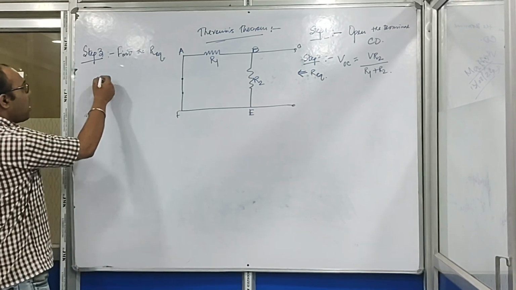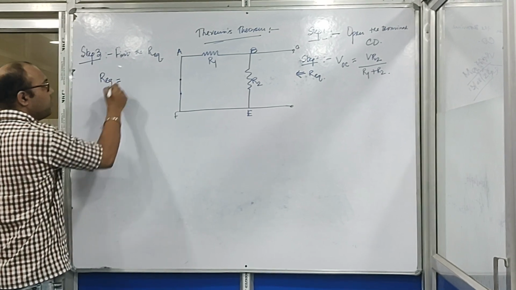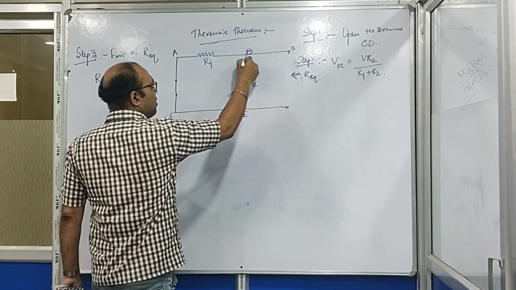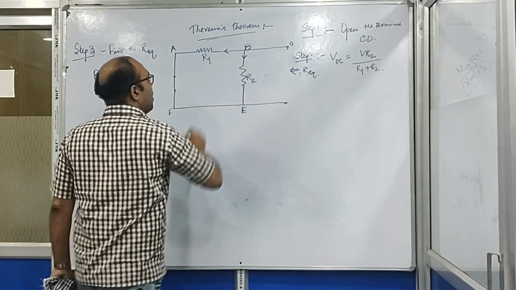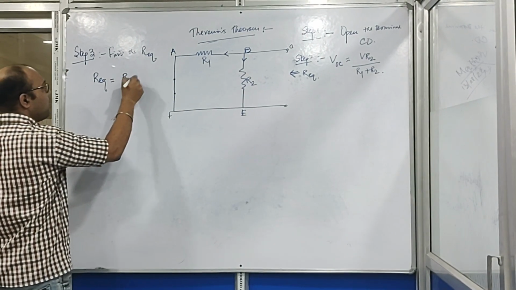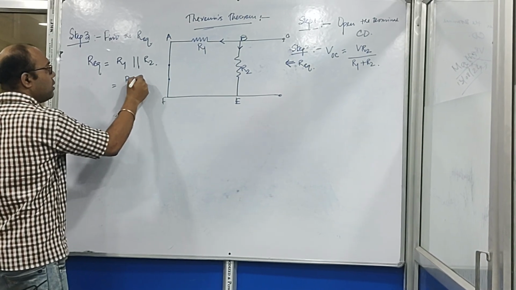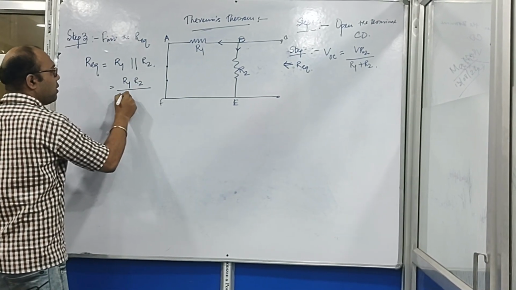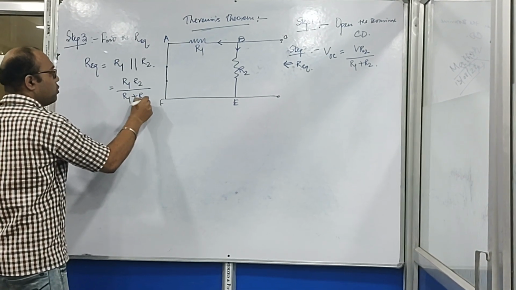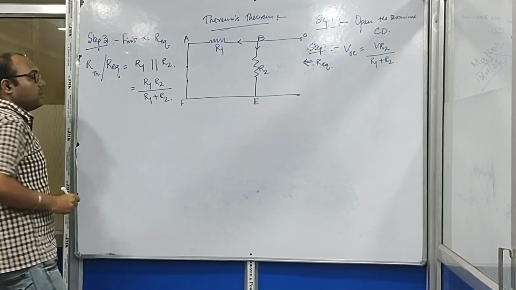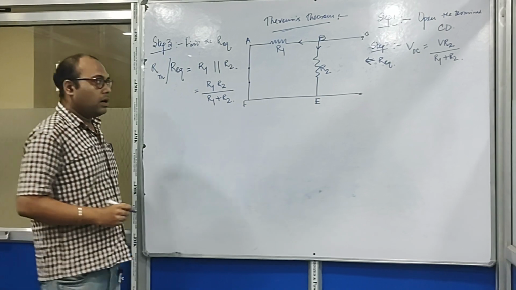So here, R equivalent is equal to R1 parallel R2, which is R1 into R2 by R1 plus R2. And this R equivalent, in other words, is also called the Thevenin's resistance.